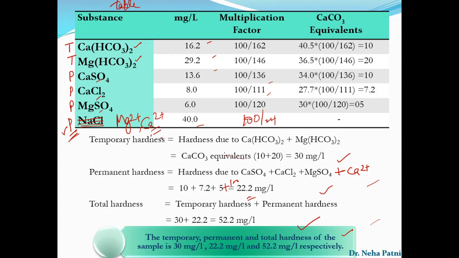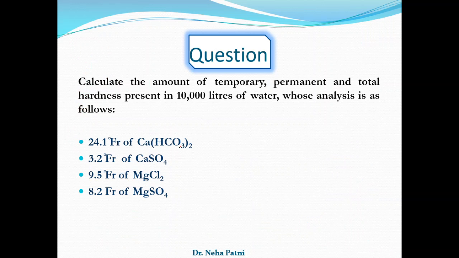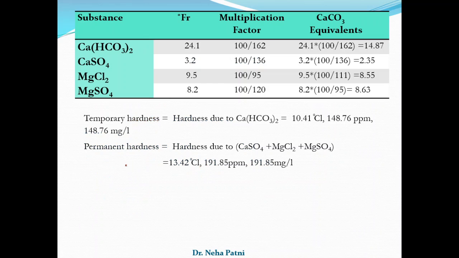So this is one thing which you have to remember. Now let us increase the level of the numerical one more time. This is the question which is given to you, and what they said is that the amount present is in degree Clark, but you have to report the result in all units. Initially what they have given is in degree French. So again we are going to do the same process.